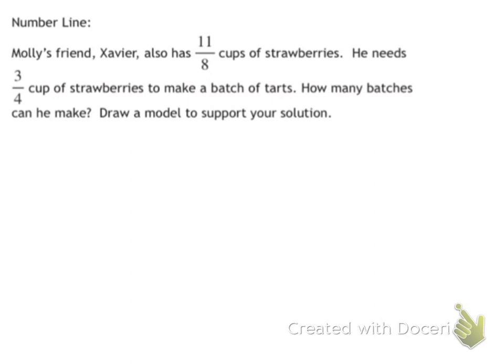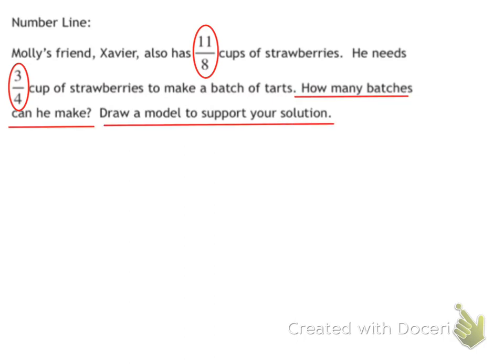We're given another division problem, only in this case we need to use a number line. Molly's friend Xavier also has 11/8 cups of strawberries. He needs 3/4 cups of strawberries to make a batch of tarts. How many batches can he make? And draw a model. And they specifically said use a number line. So because this is review, pause the video and then turn it back on when you're ready to go over it.